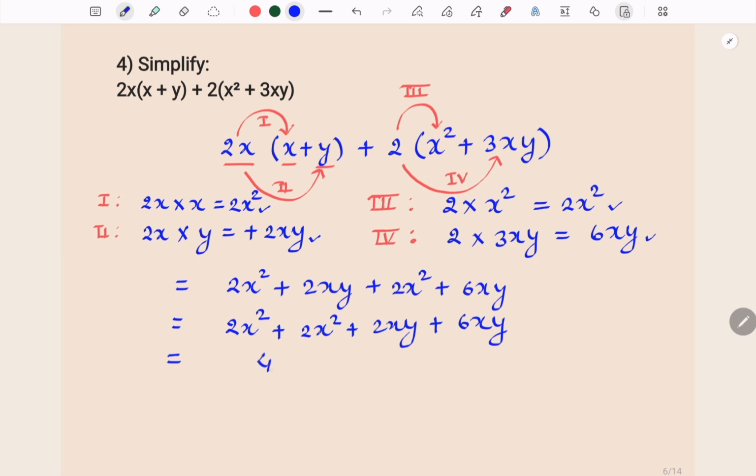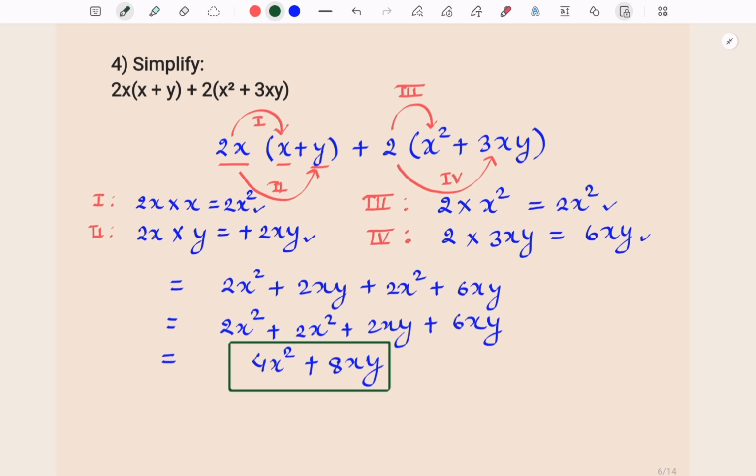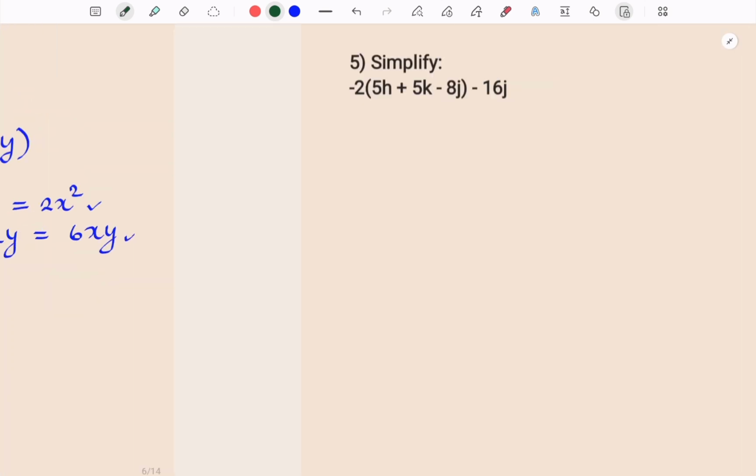This will be 4x squared plus 2xy plus 6xy is 8xy. So the final answer would be 4x squared plus 8xy. Now let's move on to the next question.